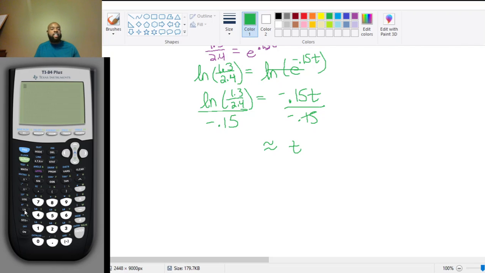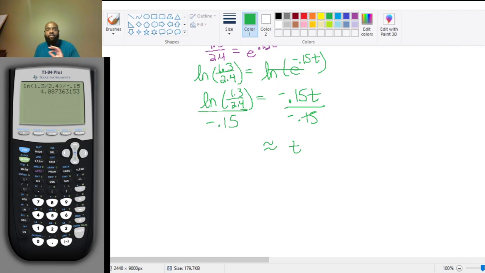All right, so I have the natural log of 1.3 divided by 2.4. I'm going to close that parenthesis and I'm going to divide that by a negative 0.15. Press enter and I get approximately, I'm going to round that to 3 decimal places.